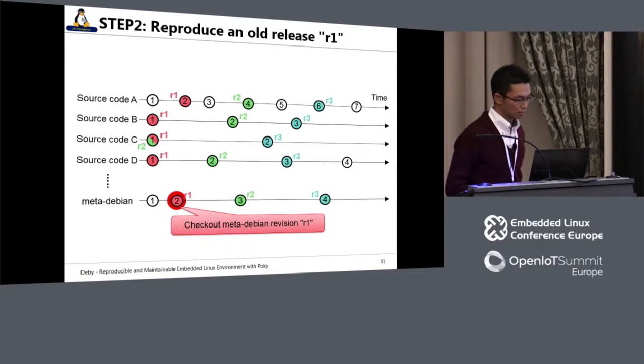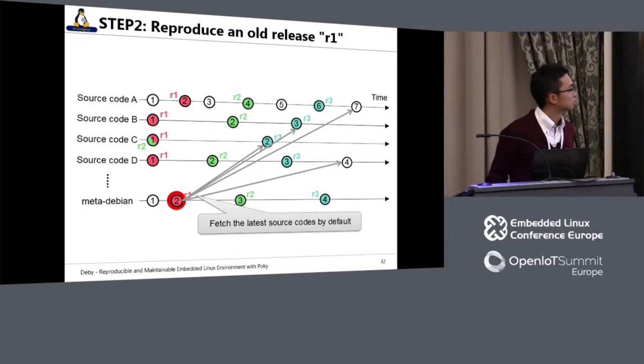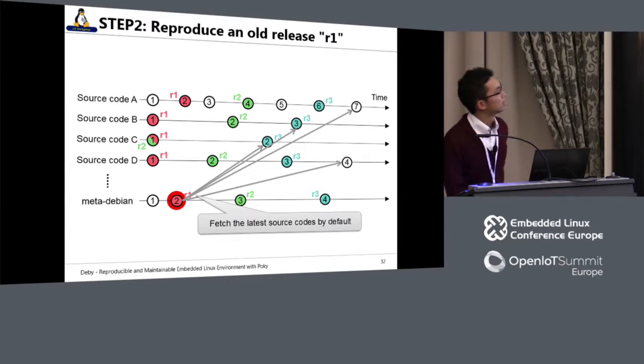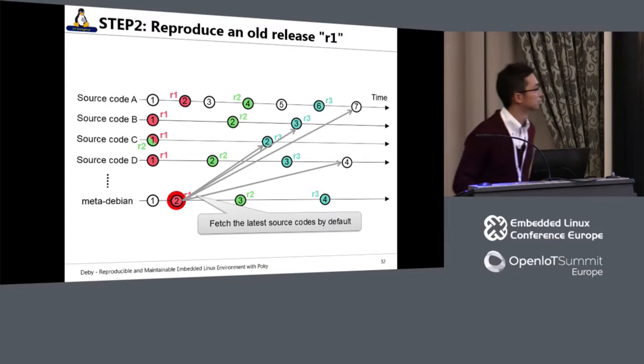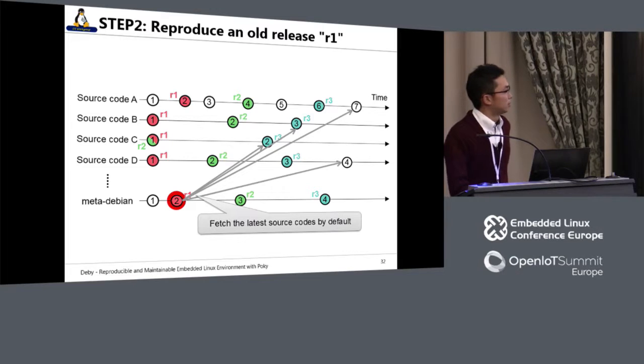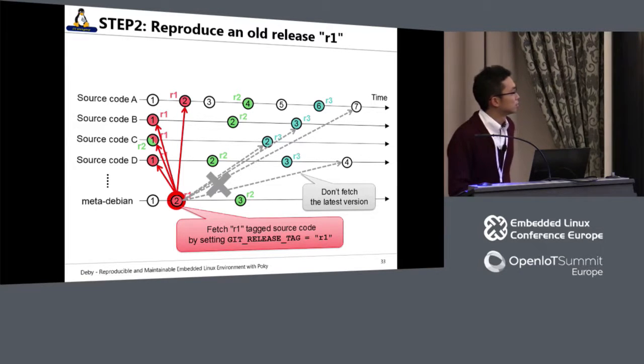Then, how do we reproduce an old release image? As a first step, check out the meta-debian revision R1. But the recipes in meta-debian fetch the latest source code by default. So, to avoid this, we set the git release tag to R1. As a result, meta-debian fetches only R1-tagged source code.